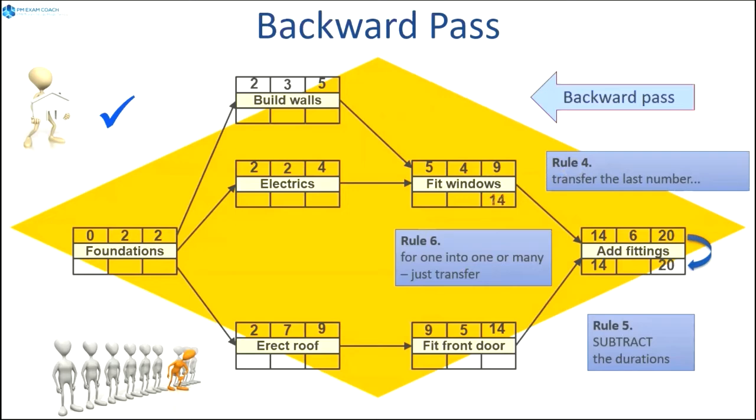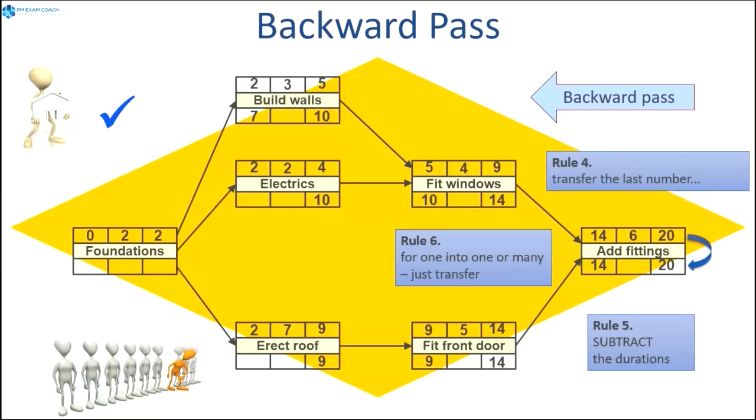And now we transfer the 14 backwards to fit windows and to fit front door. And we start doing our math, right? 14 minus 10 is 10. 14 minus 5 is 9. We know that on the bottom, the 9 just slides right over. But up top, the 10 also slides over because it's 1 into several, not several into 1.